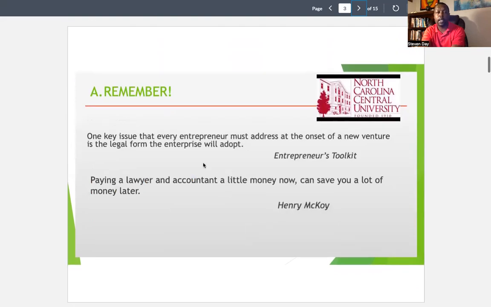One key issue that every entrepreneur must address at the onset of a new venture is the legal form the enterprise will adopt. So now we get into the legality. If you remember the PESTLE analysis, the L stands for the legal components.